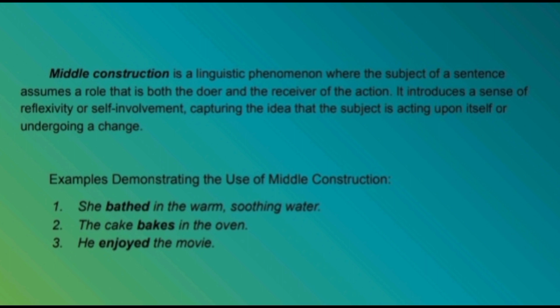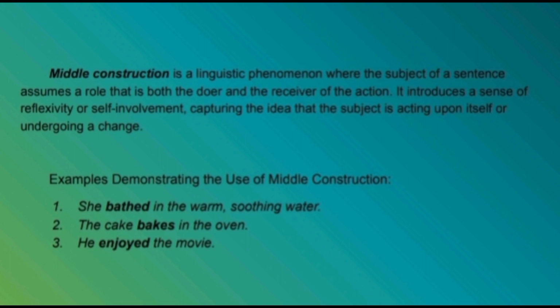So the first sentence, she bathed in the warm, soothing water. Here, the subject she is actively involved in the action of bathing herself, embodying the essence of middle construction. The second sentence, the cake bakes in the oven. In this example, the subject, the cake, is both undergoing the action of baking and, in a sense, performing the action upon itself.